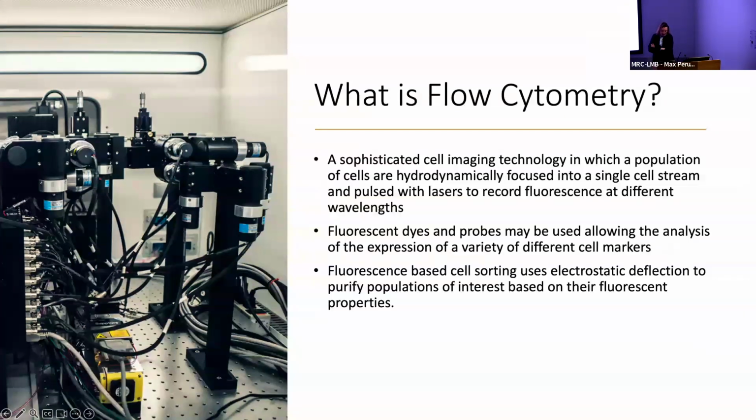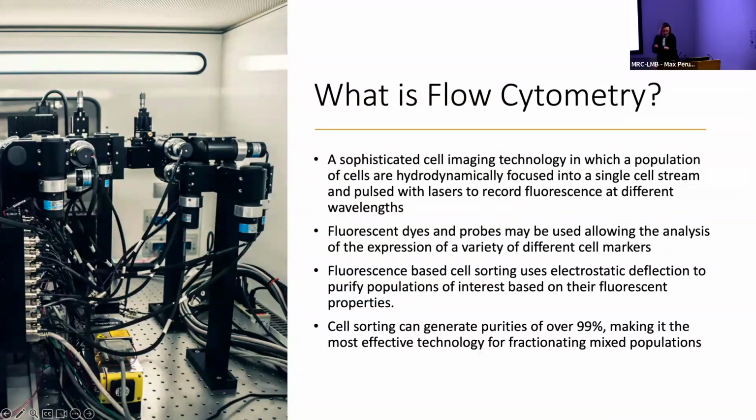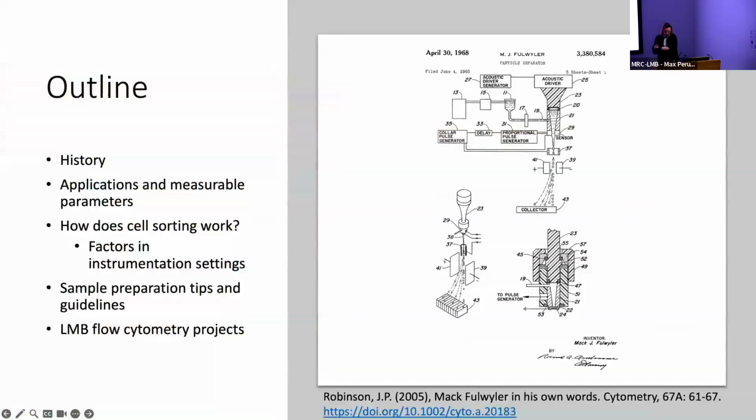And fluorescence-based cell sorting uses electrostatic deflection to purify populations of interest based on their fluorescent properties. We can also do it without any fluorescent properties. It's a little bit more challenging, but we can certainly try. And finally, cell sorting can generate purities of over 99%, making it still the most effective technology for fractionating out mixed populations.